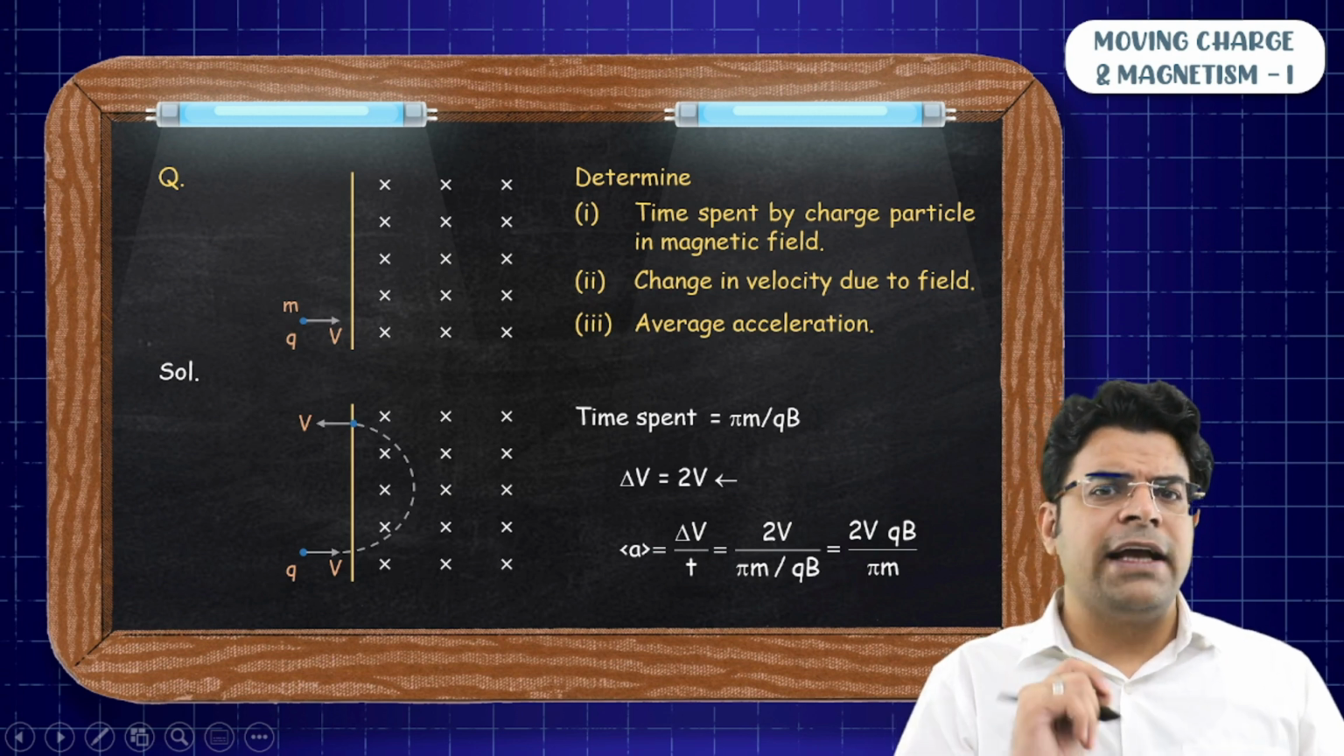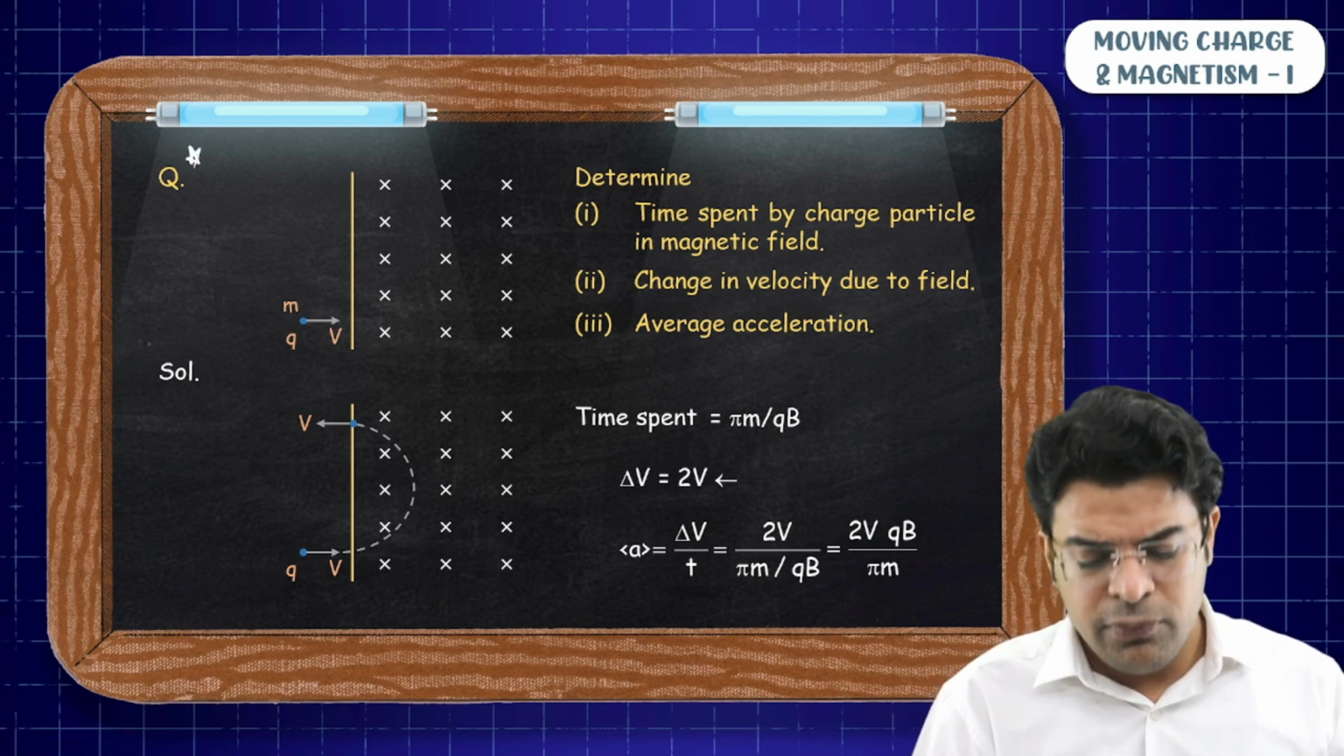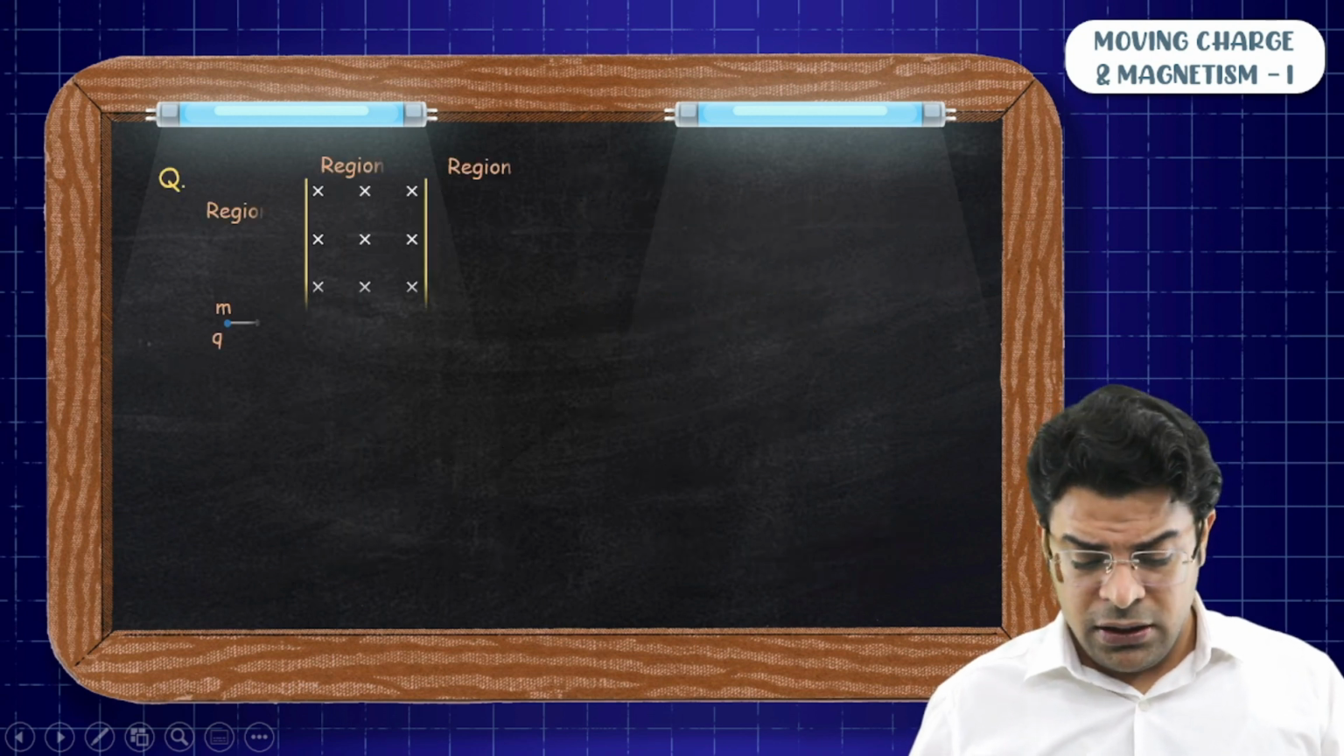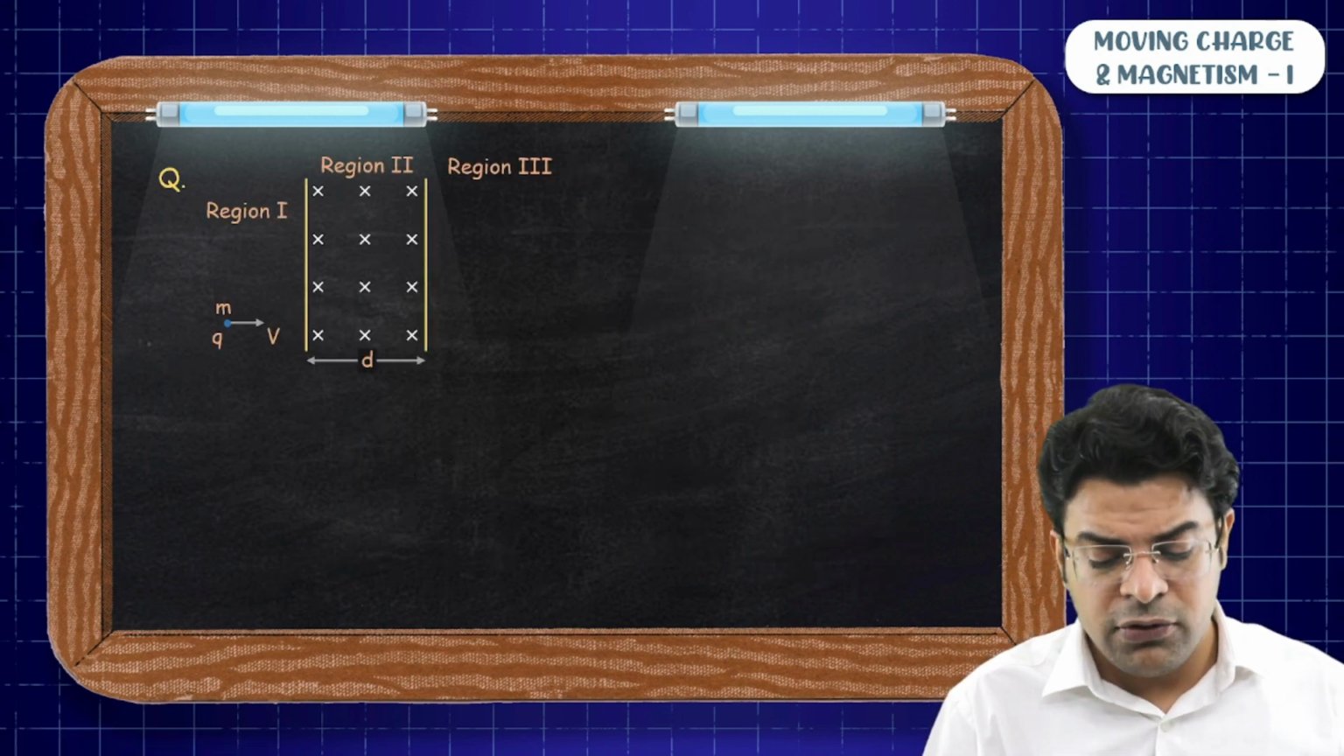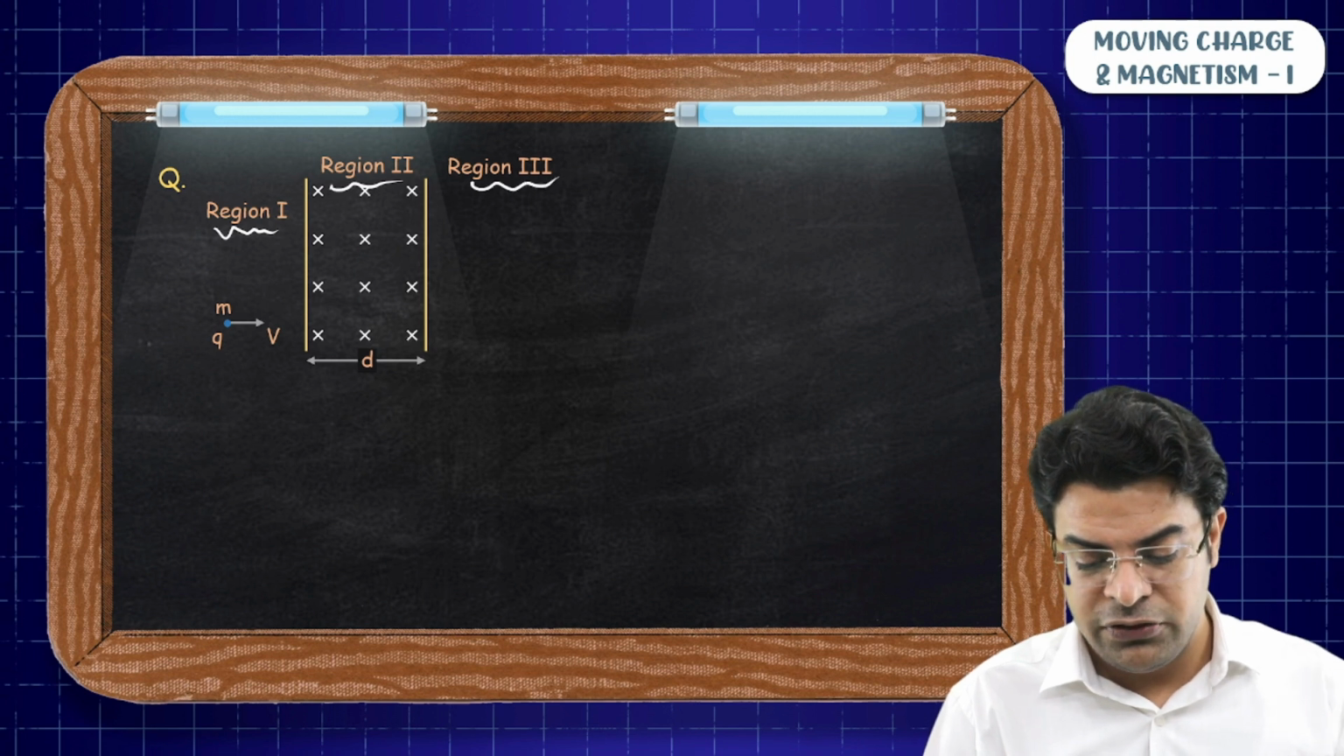Let's see one more example of nearly the same type to understand better. The question goes like this: now you have three regions, region 1, region 2, region 3.